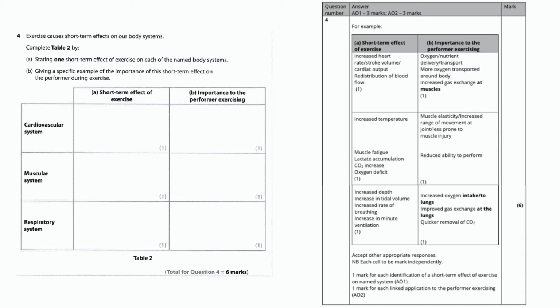or an increased depth of breathing, or you could say increased tidal volume. The importance would be the same for all of these. It would mean that we can get more oxygen to our muscles and therefore create more energy. If you put any of those, then brilliant. If you came up with another one from the tables and you've related it to the performer, then that is great as well.